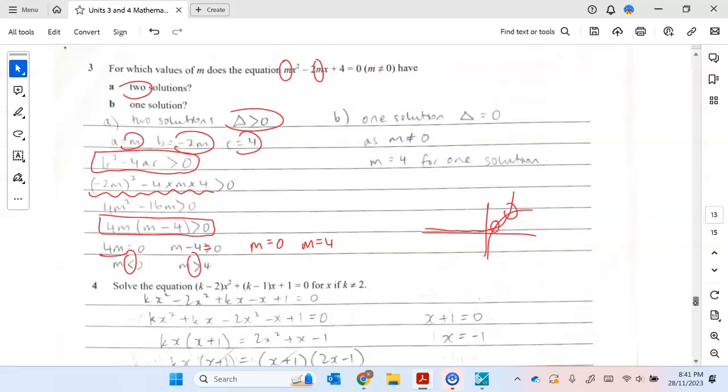So going back to 4m, sorry guys, I just had to pause because my son was messaging me.